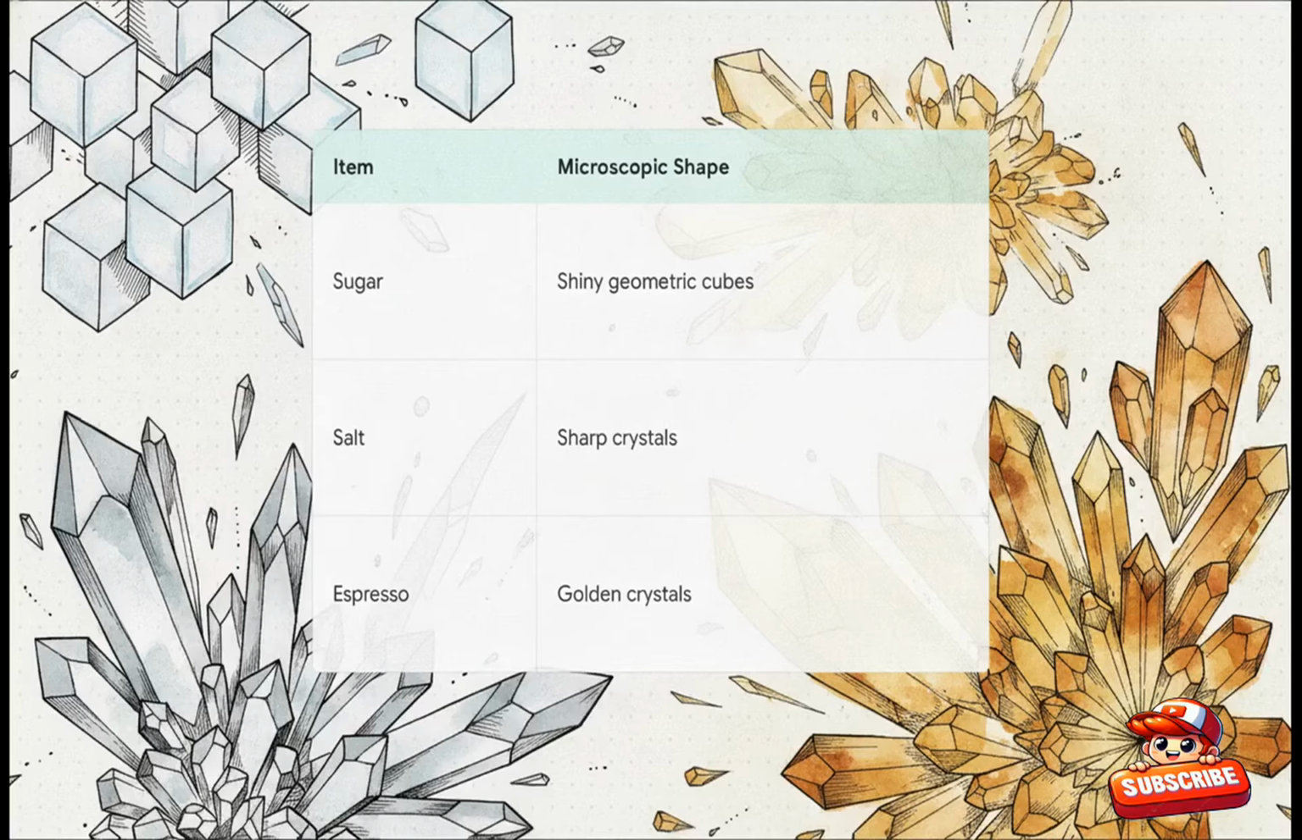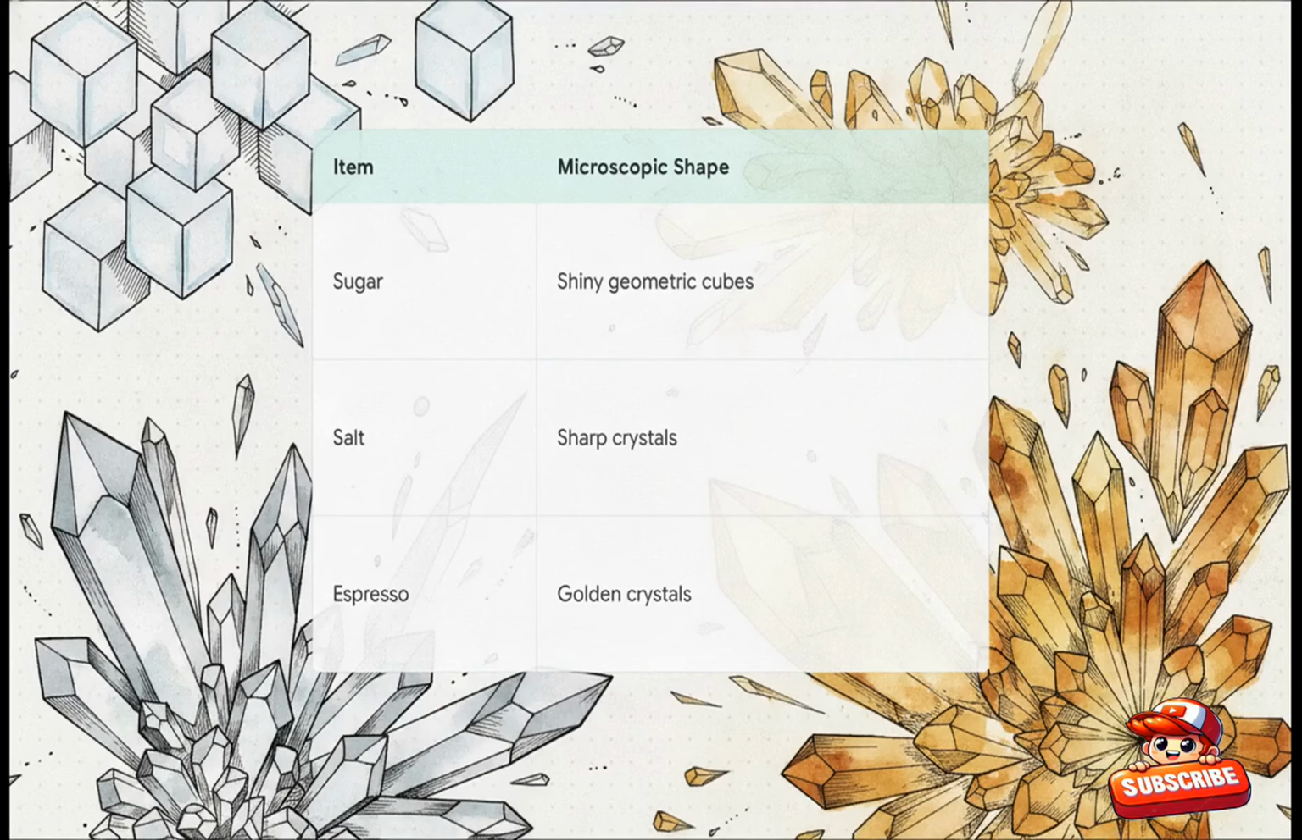Everyday staples look completely different when you strip away their macro appearance. Sugar isn't just sweet powder. Microscopically, it consists of incredibly shiny cubes with perfect geometric shapes, almost as if they were carefully carved by hand. Salt reveals these distinct, sharp, almost aggressive crystal structures. And perhaps the most beautiful one of all is espresso coffee. A single crystal of espresso coffee under a microscope looks like a surprisingly beautiful, glowing golden gemstone.